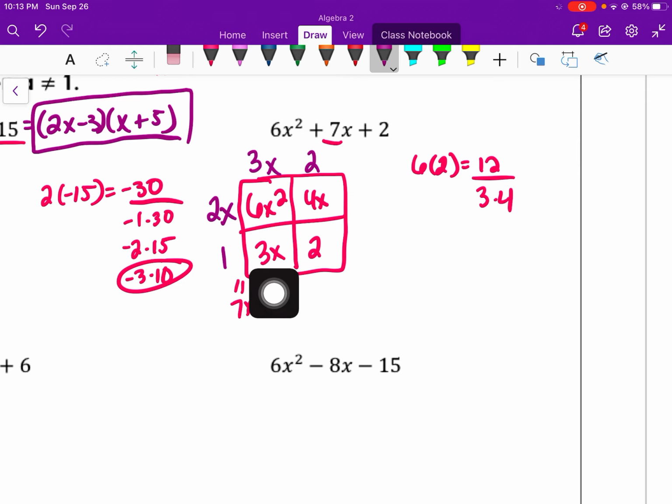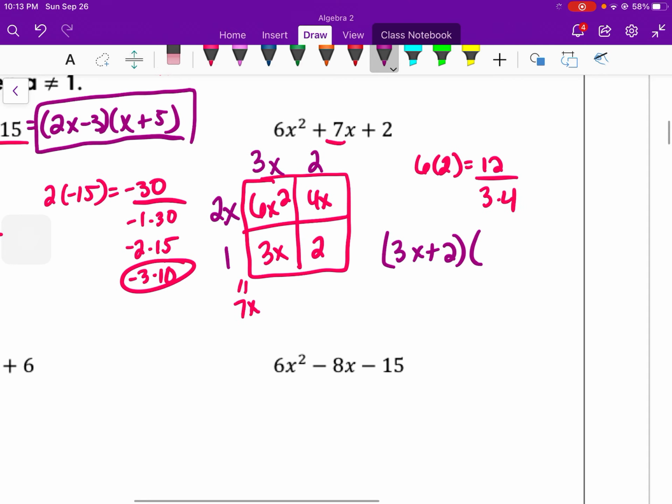Does that work? 3x times 1 is 3x. 2 times 1 is 2. 2x times 2 is 4x. It works. So my factors are 3x and positive 2, so 3x plus 2, times 2x and positive 1, so 2x plus 1.